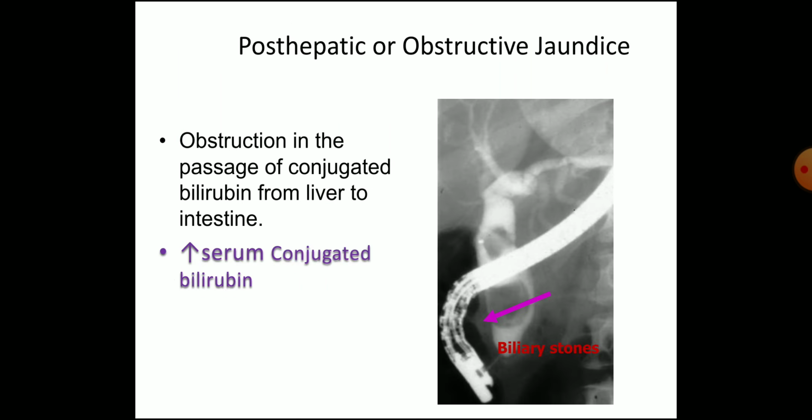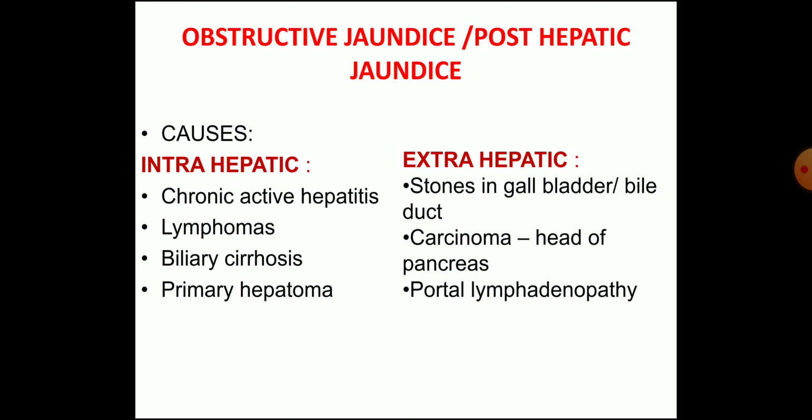So the post-hepatic or the obstructive jaundice. Obstruction is in the passage of conjugated bilirubin from the liver to the intestine. So there is a backflow, and increased serum conjugated bilirubin occurs. Here, this is the site where the obstruction occurs. So this conjugated bilirubin will enter the systemic circulation and it will be excreted through urine also.